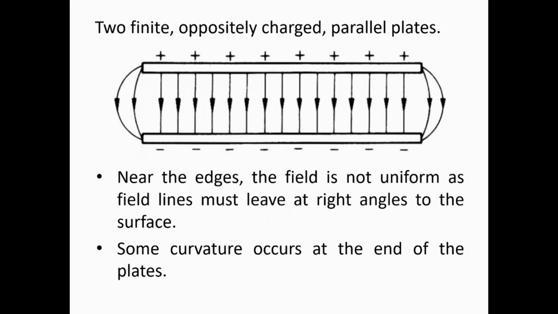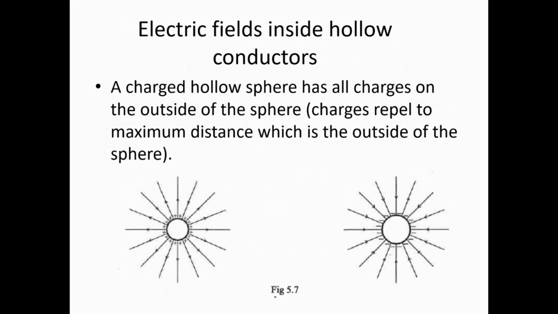Anyway. Two infinite, well, finite this time, oppositely charged parallel plates. So again, the arrows move in the direction as stated, positive to negative, because a positive test charge would be repelled from the positive and attracted to the negative. But near the edges, you don't get those uniform field lines going on. You get a bit of curvature at the ends there.